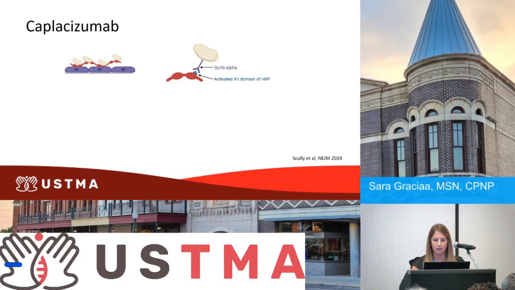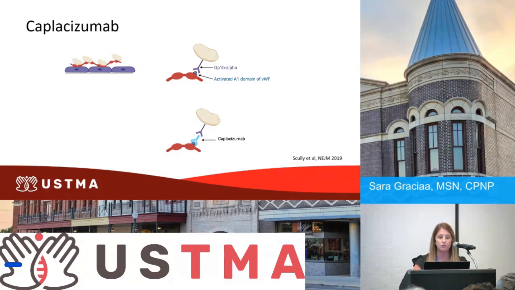So here, if you can see my cursor, these are the platelets. This red protein here is von Willebrand factor. So caplacizumab, which is shown here in blue, is a very small protein that targets a specific part of the von Willebrand factor and prevents the platelets from binding there. So by preventing the platelet from binding, we prevent the clot formation and then the ensuing damage that we see from that.